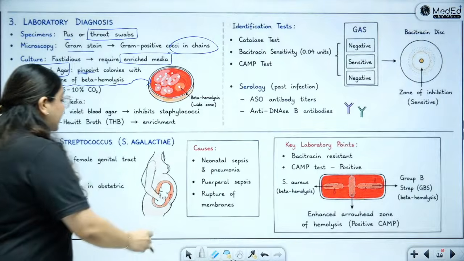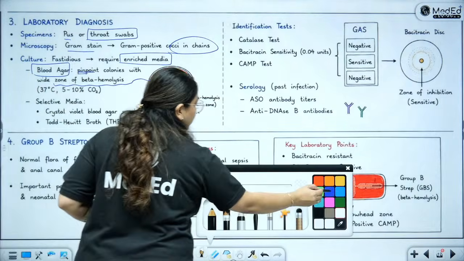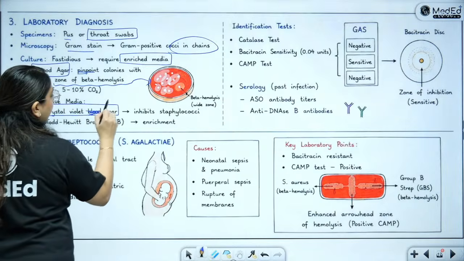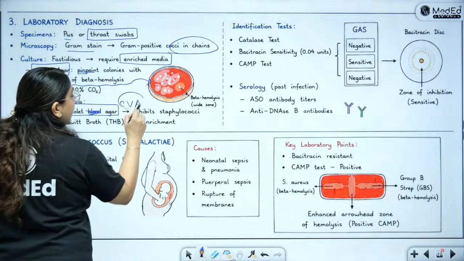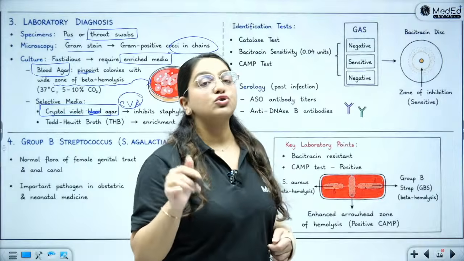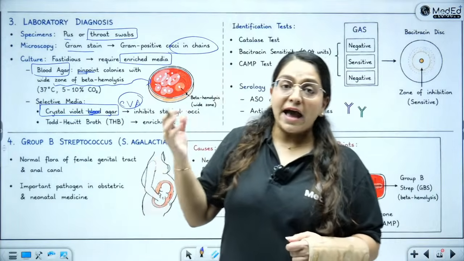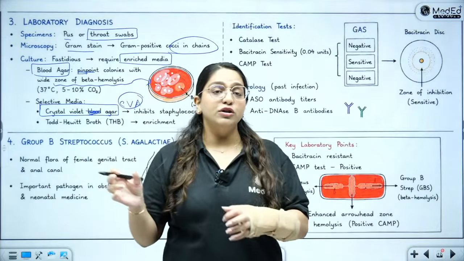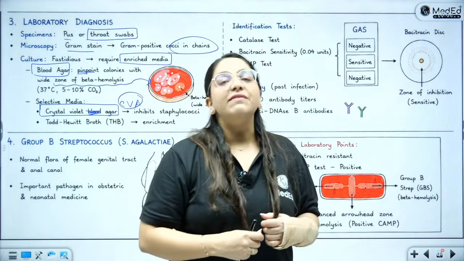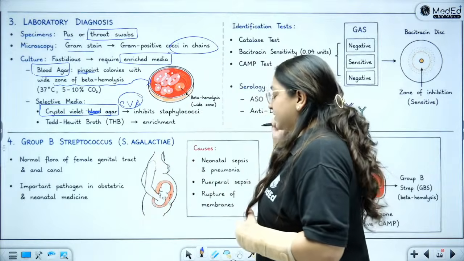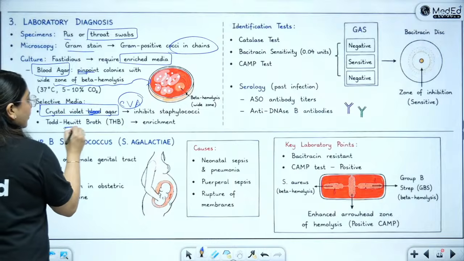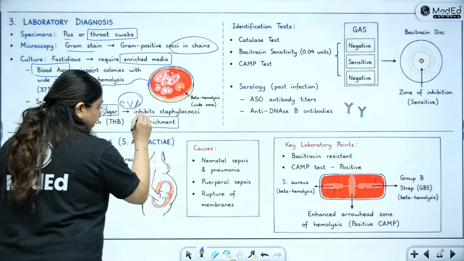Then you have a selective medium for it, which is very important: crystal violet agar, or CVA. CVA inhibits Staphylococcus and selectively allows Streptococcus to grow. So what was the selective medium for staph? MSA, mannitol salt agar. What is the selective medium for Streptococcus? It is CVA, crystal violet agar. Then Todd Hewitt broth is used as an enrichment broth.